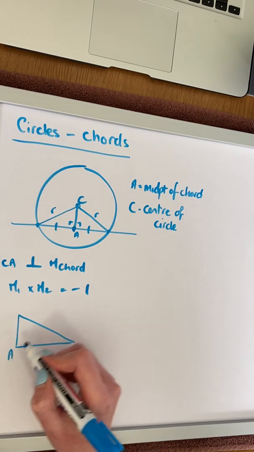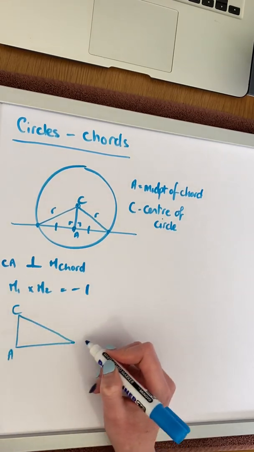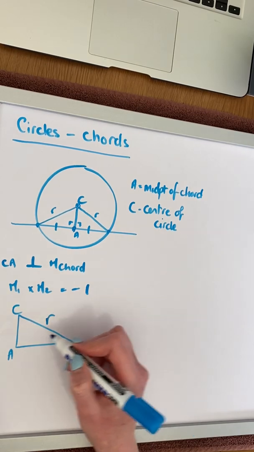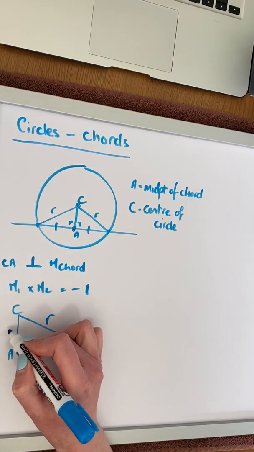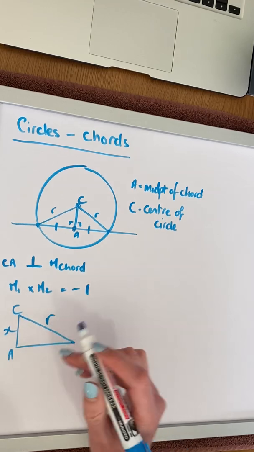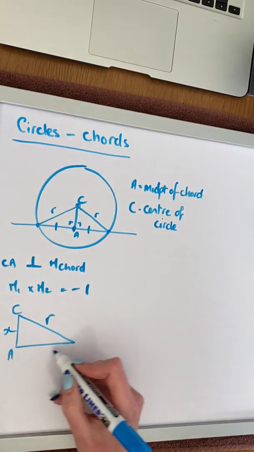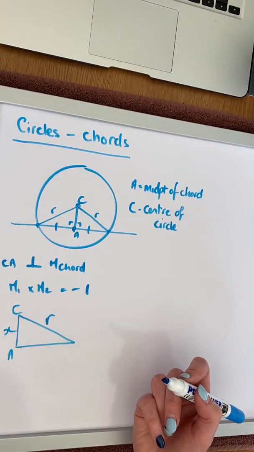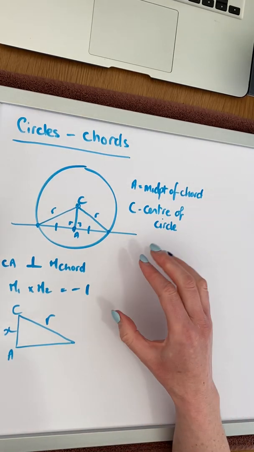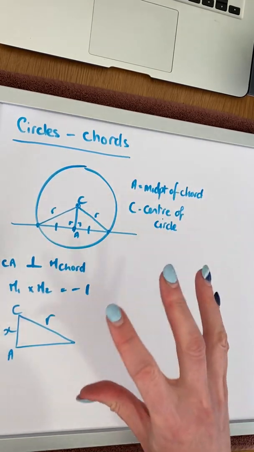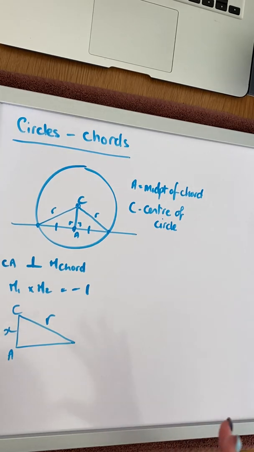So if we have the point A, the point C, and we'll say we have the radius here and we have the distance x from C to A, we can also use that information to find the length of the chord. All right, so it is important to be able to draw a quick sketch of a diagram, fill in as much information as possible, and then use that to solve your question.